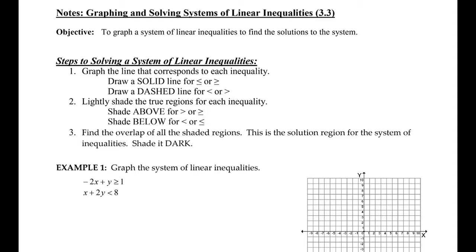Then you're going to lightly shade the true regions for each inequality. You're going to shade above the line for greater than or equal to, and you're going to shade below the line for less than or equal to. You are going to find the overlap of all the shaded regions. This is your final solution region for the system of inequalities. So you're going to make sure that you shade it darker.